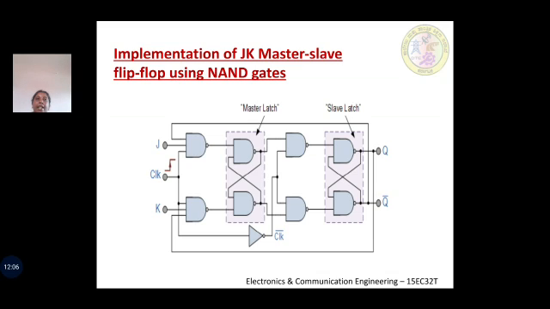Next, the second NAND gate has 3 inputs: one from K, one from clock, and another feedback line from Q. Okay, so J, clock and Q bar line. Next, K, clock and Q line. So this is the arrangement of master and slave flip-flop using only NAND gates. You can see one small difference: you have one NOT gate because you are sending the inverted clock input to the slave flip-flop.